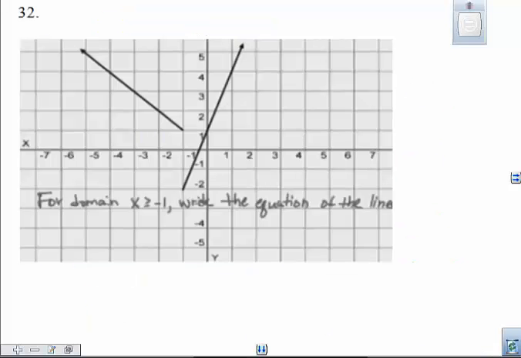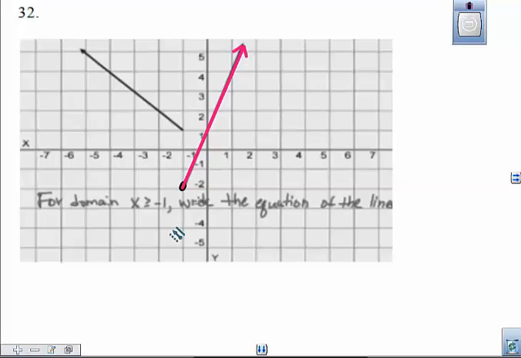32, this is a piecewise function. They ask you when your domain is greater than or equal to -1. So our x's is our domain. So at -1, we are right here, okay, and greater than. So this portion of our piecewise, I'll highlight it in a different color. Let's make it pink.